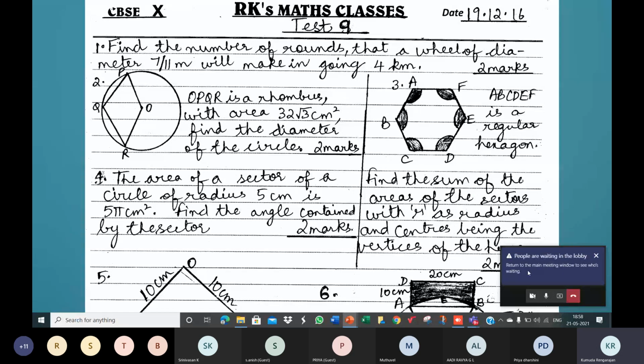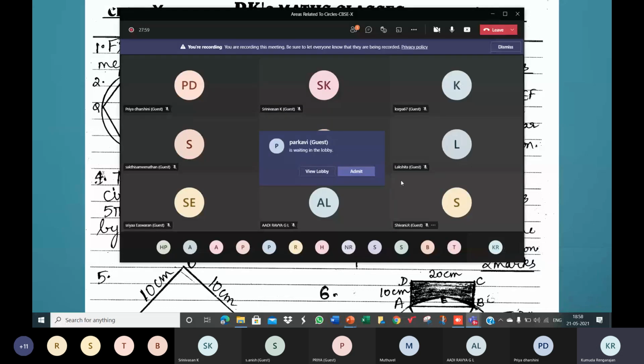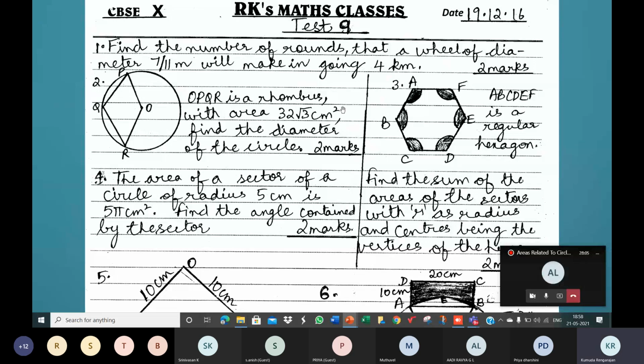We need to find the number of rounds or the number of revolutions the wheel would make in covering 4 kilometers. So when we find the circumference using the radius, that's the distance covered in one revolution. Let's assume that the circumference of the wheel is 500 meters.